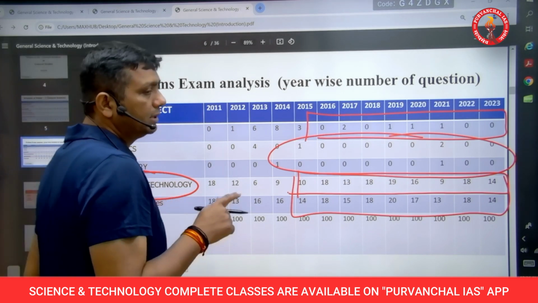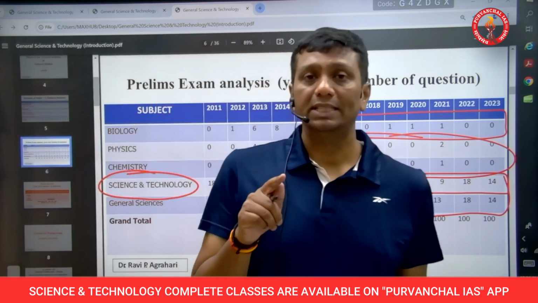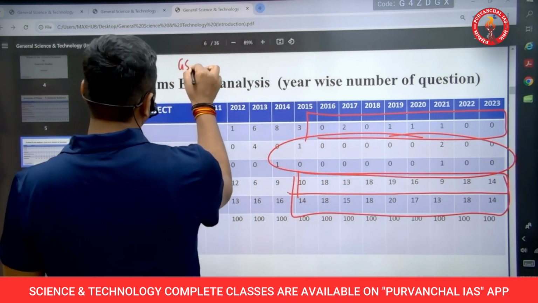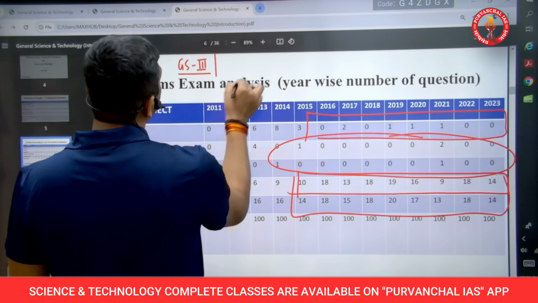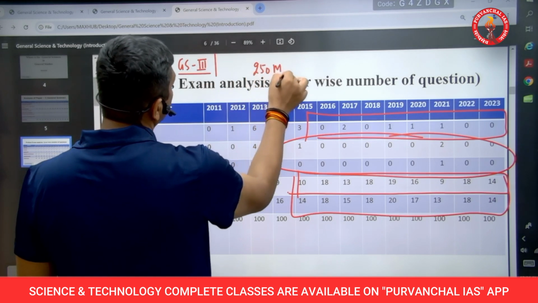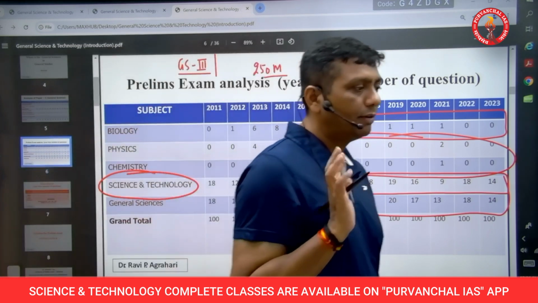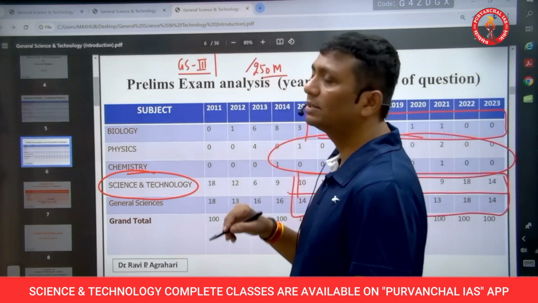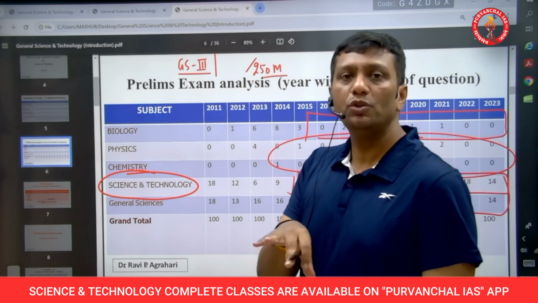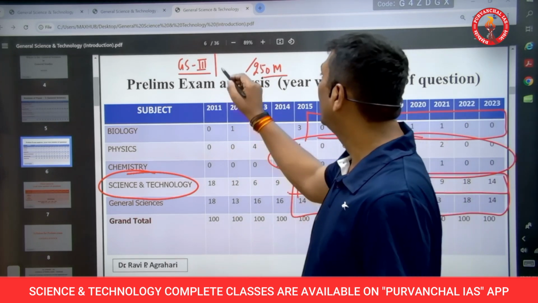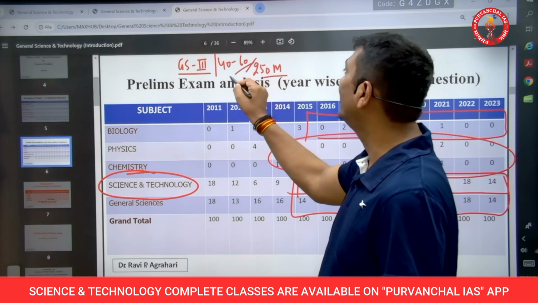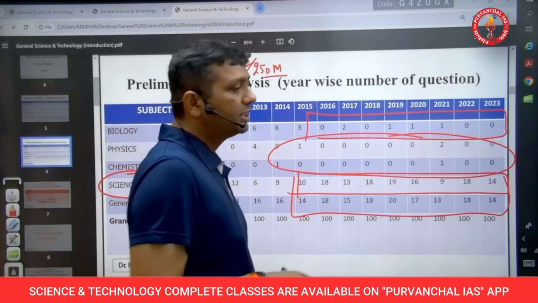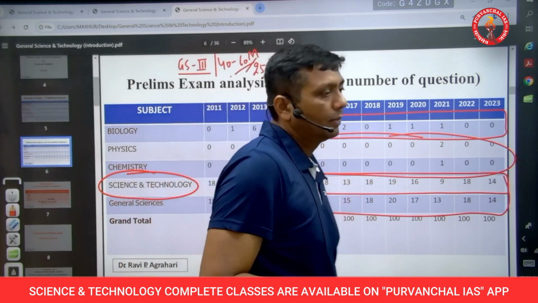Similarly, guys, if I ask you what is the role of science in your mains paper, first of all I'll tell you science and technology comes in GS paper 3. GS paper 3 has a total of 250 marks. Every GS paper 1, 2, 3, 4 has 250 marks. Out of 250 marks, how many marks of questions does UPSC ask from science and technology? The answer is 40 to 60 marks. This is the range. It means out of 250, 40 to 60 marks of questions come from science and technology.